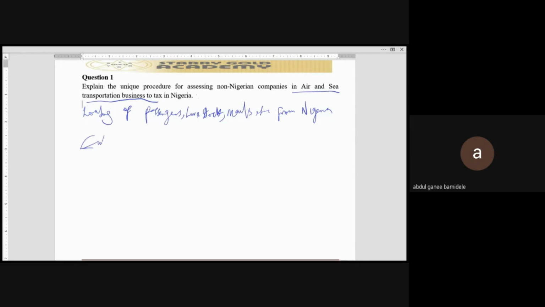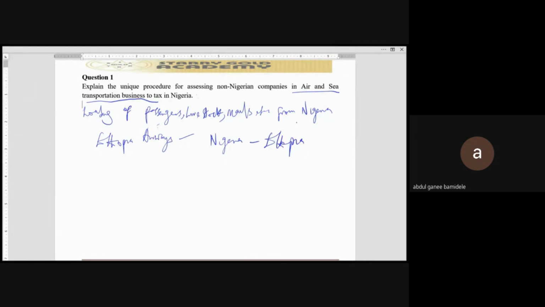So if Ethiopia Airlines load passengers from Nigeria to, say, Ethiopia, the profits, the income that they earn from the passengers that are loaded in Nigeria will be subject to income tax in Nigeria. Are we together?